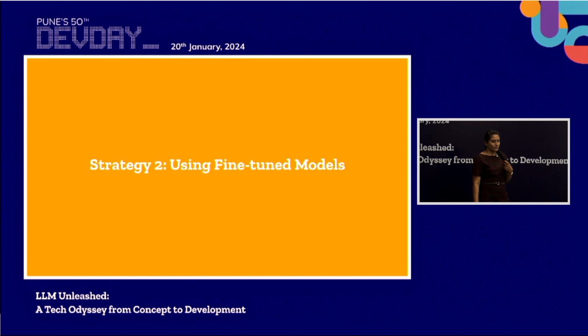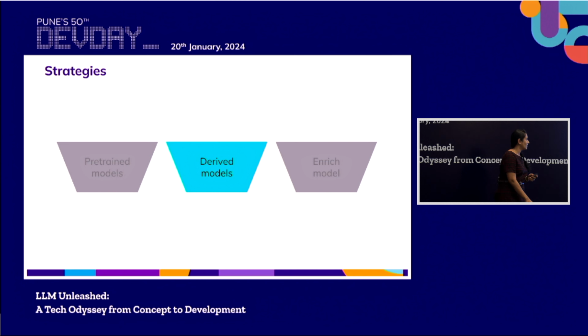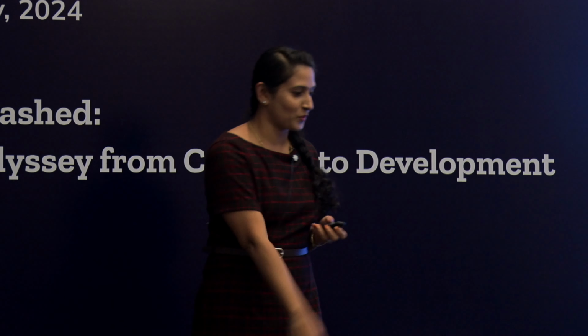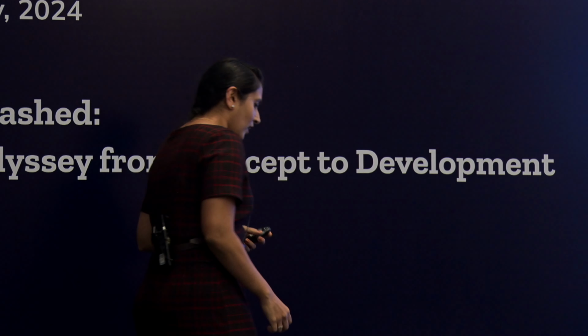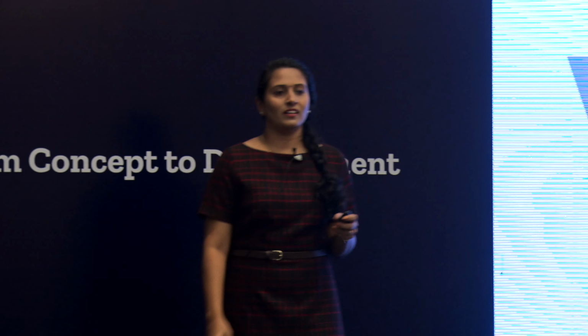Let's move on to strategy number 2, which is fine tuning the models. So in the first strategy, we did use the LLM as a black box. Now in the second strategy, we break it open and we are going to tinker with the weights, biases, whatever is happening inside the LLM. Okay, so that's the second strategy. Now you can ask me why.